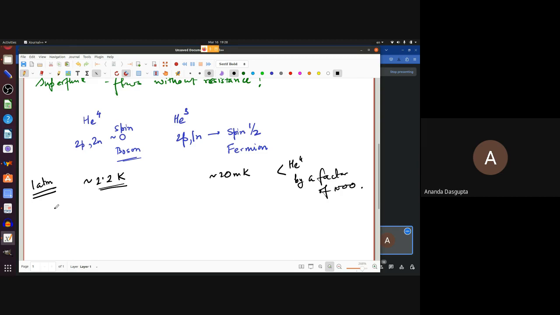Right? It's no longer a fluid. Helium, in fact, is the only substance which does not solidify even at absolute 0 Kelvin. This is at under 1 atmosphere pressure. You have to exert around 250 bars of pressure on helium in order to solidify it. This is the only material which does not solidify even at absolute 0.